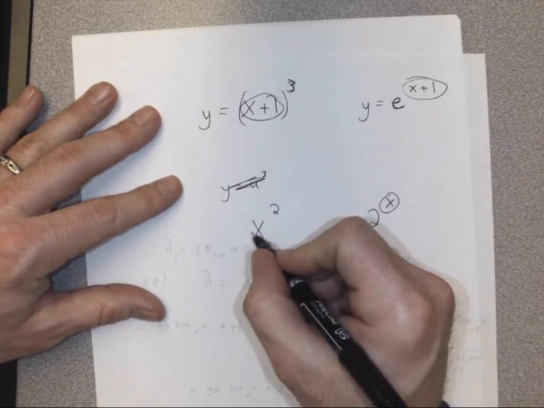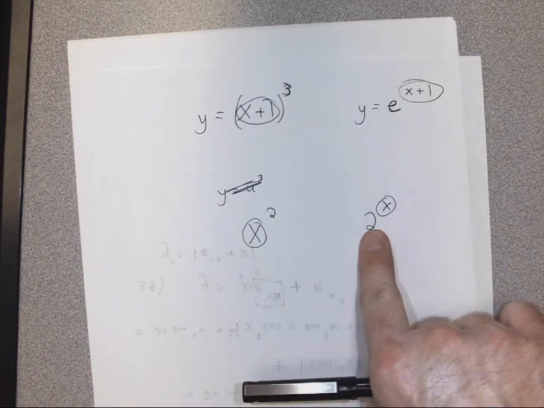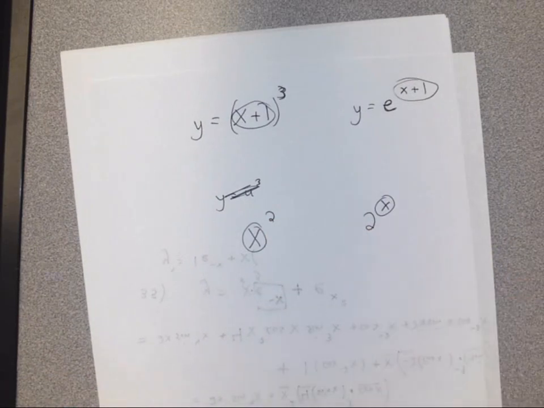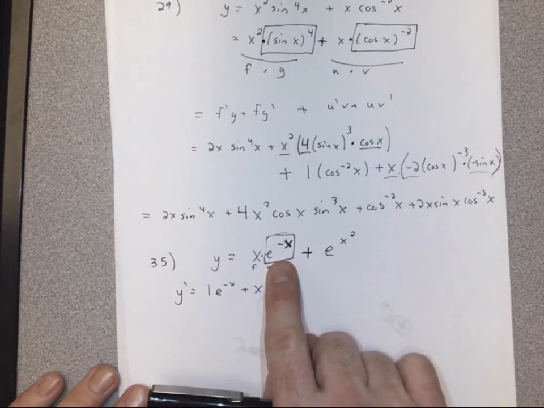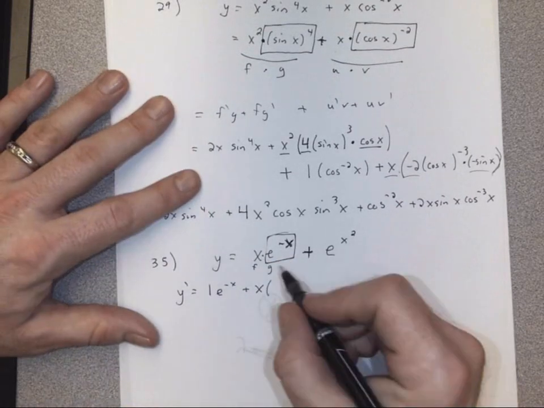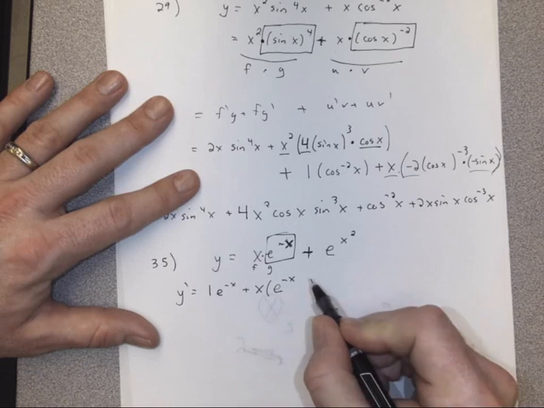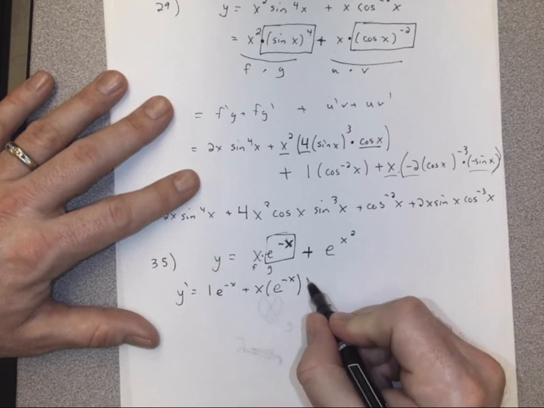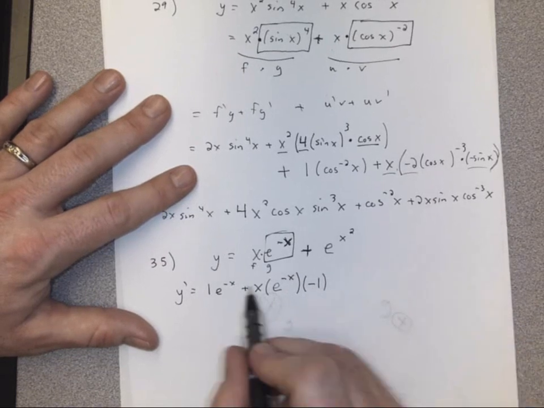Like, this is the input, and this is the input. So this is the outer function in this case. This is the outer function in this case. All right, so back to work. So, e to the negative x. What's the outside function? E. Good. So, what's the derivative of e to something? E to that something multiplied by the derivative of that something. What's the derivative of negative x? Negative 1. So that takes care of that, right?